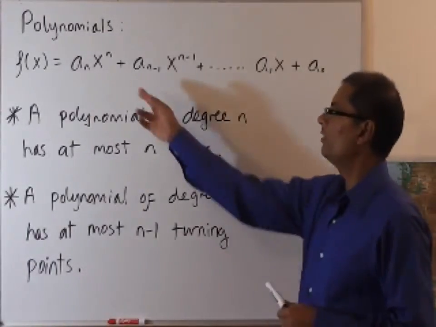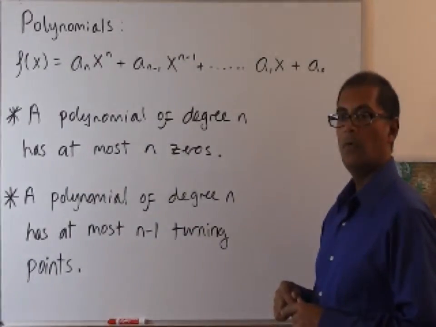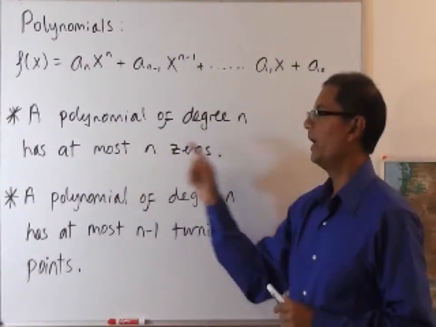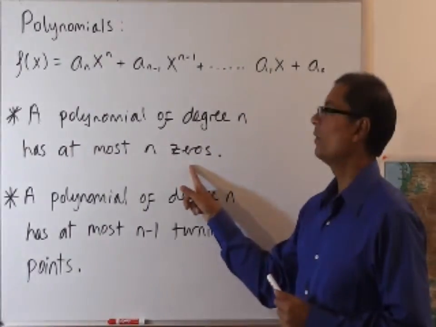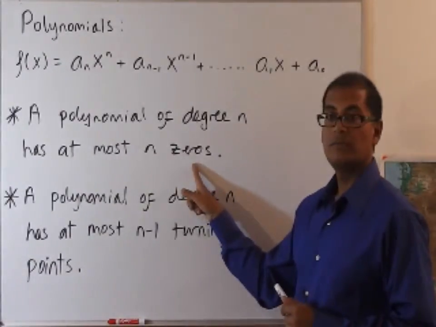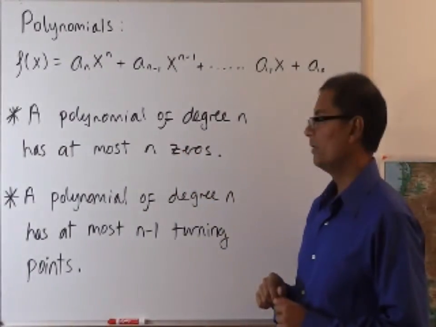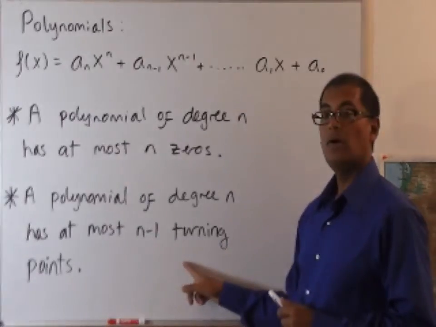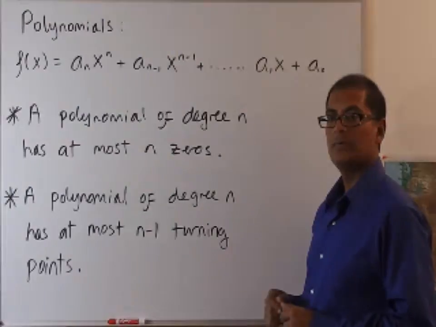So the degree of a polynomial determines how many zeros we have, and more specifically, a polynomial of degree n has at most n zeros. Now, as we'll see, the zeros are what make the function equal to 0. Some of these zeros are real, and some of them may be imaginary. But at most, we're going to find n zeros. And in addition, a polynomial of degree n has at most n minus 1 turning points. So what does this mean? Well, let's take a few examples.